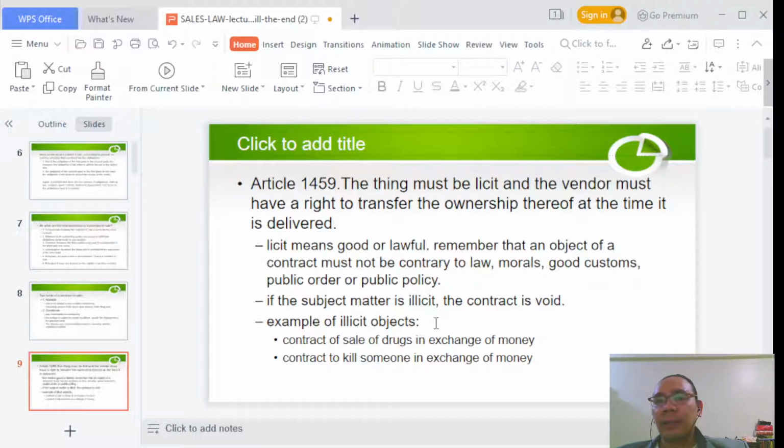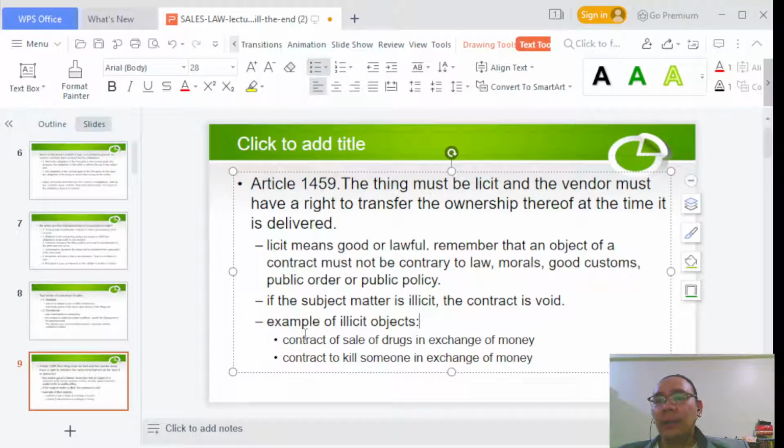So ano ba yung example ng mga illicit objects? Well, a contract of sale of illegal drugs, okay? Dapat illegal drugs yan, hindi pwedeng drugs lang. Kasi syempre, may mga droga din naman na nabibili sa Mercury Drug na legal eh. Like paracetamol, that's a drug. Diba? Pero pag sinabi mong heroin, sinabi mong sabu, cocaine, illegal yon. Okay? So, hindi siya pwedeng maging object ng contract of sale.